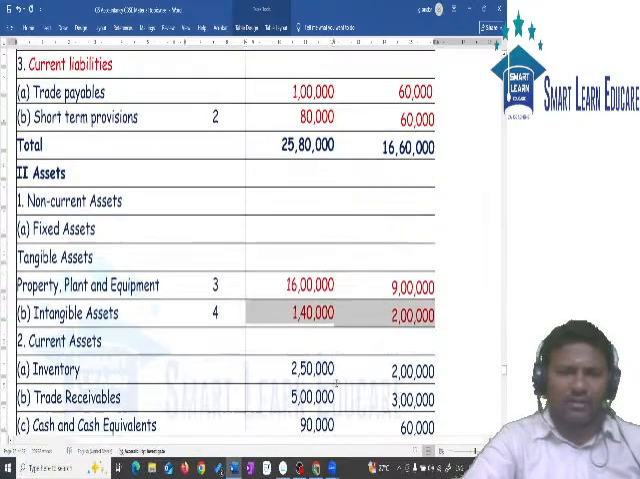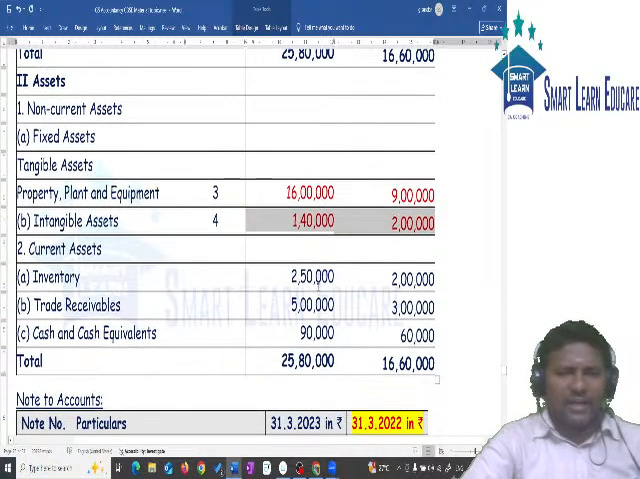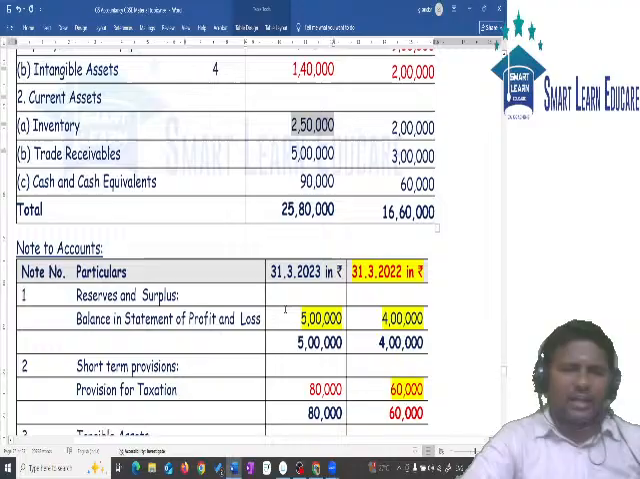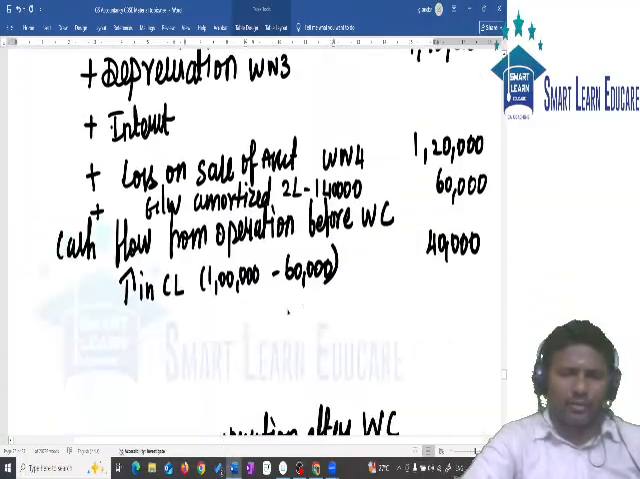Next one we have current asset. Tell me, current asset la what happened? 2 lakh asset inventory has become 2 lakh and 50. 2 lakh has become what na? 2 lakh and 50. Increase in current asset should be treated as outflow.